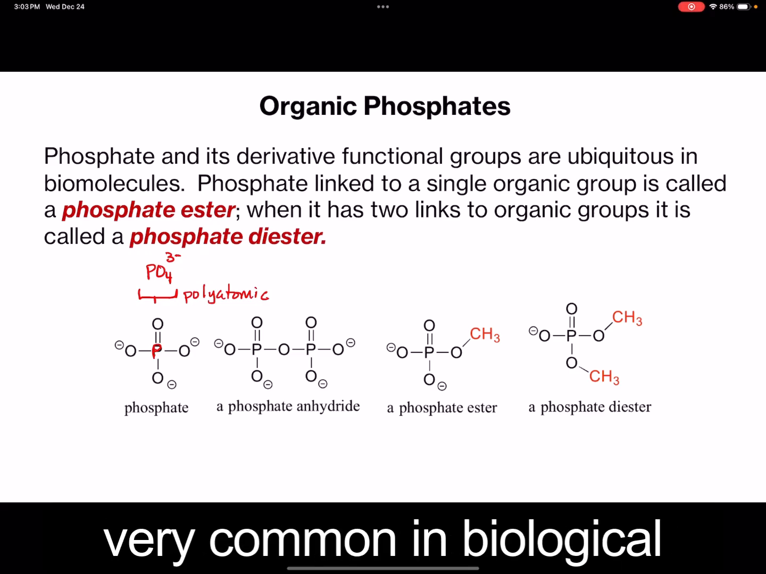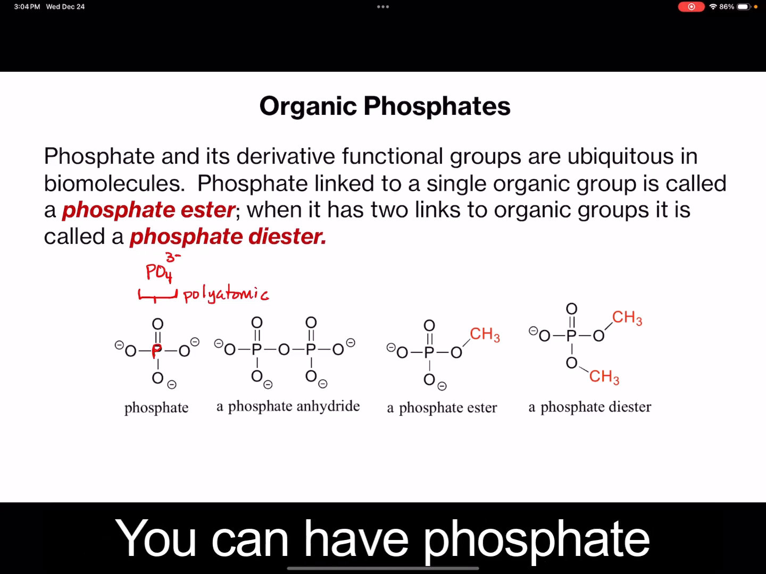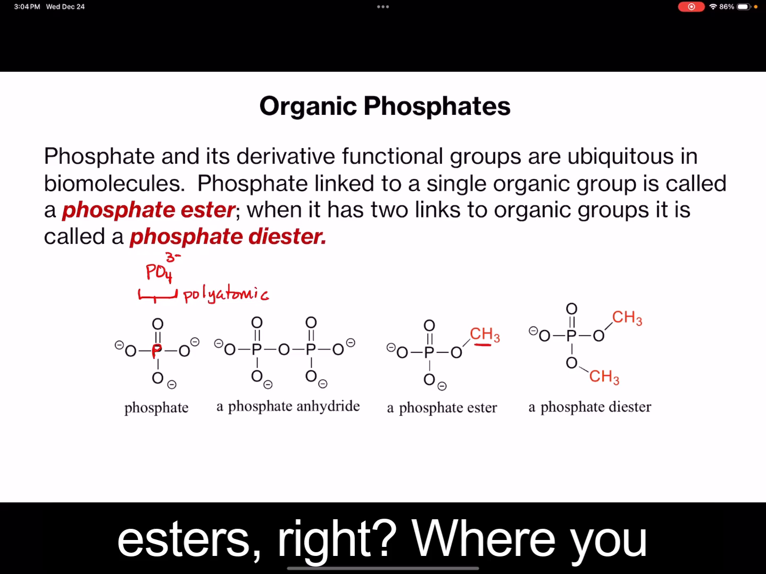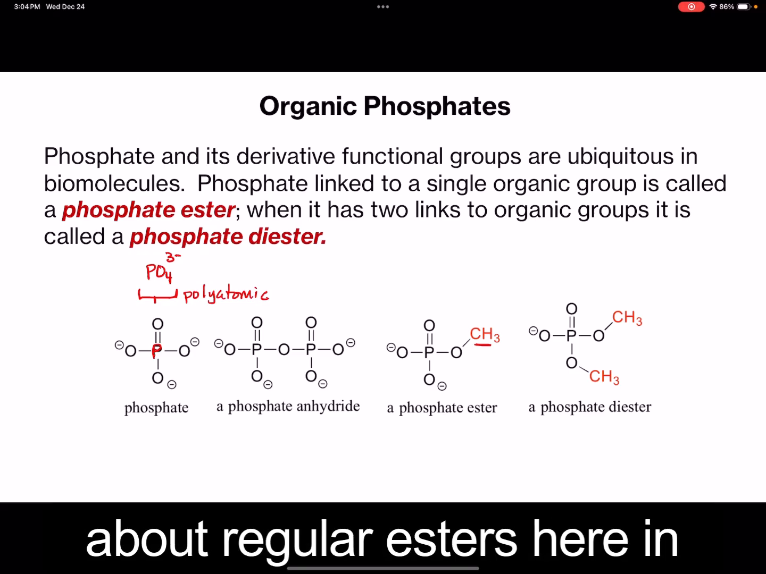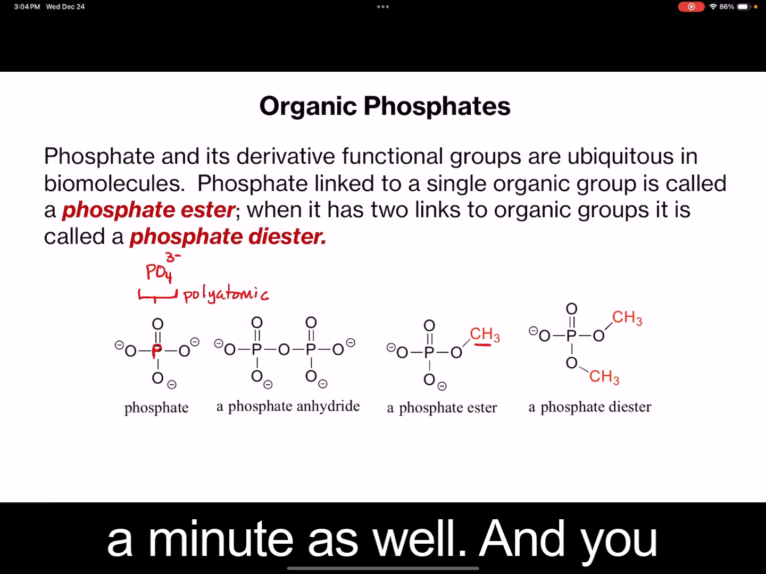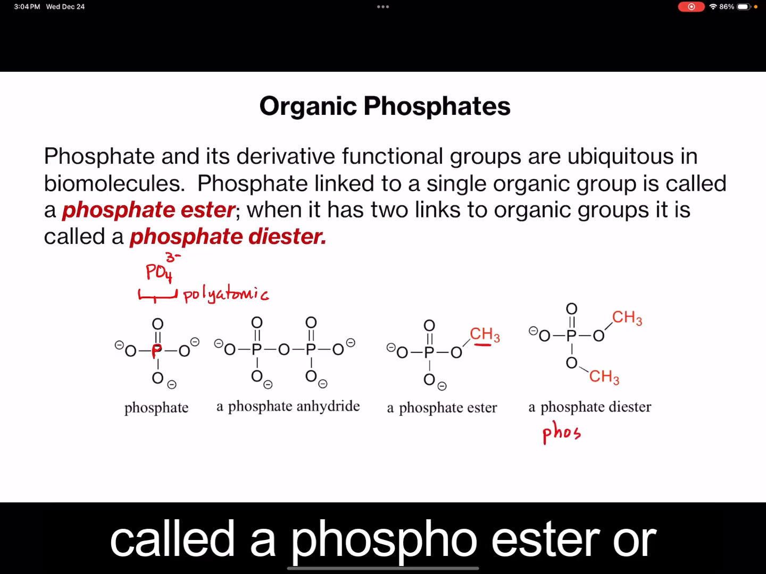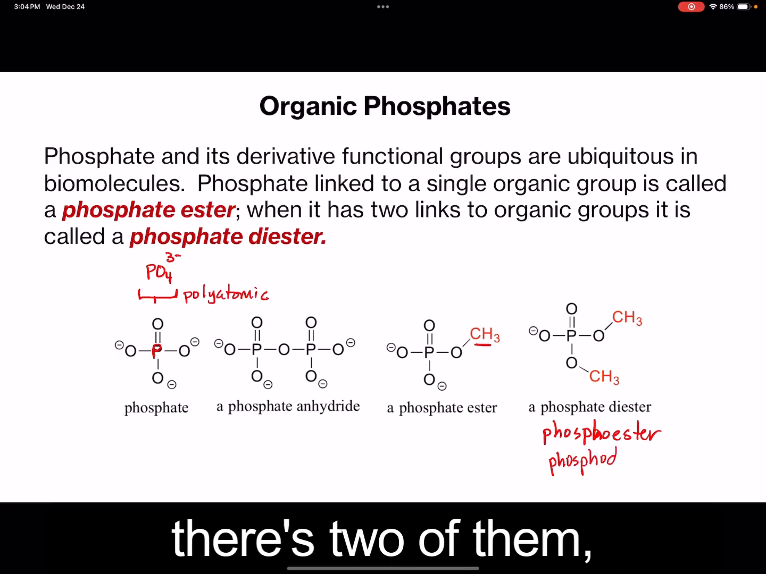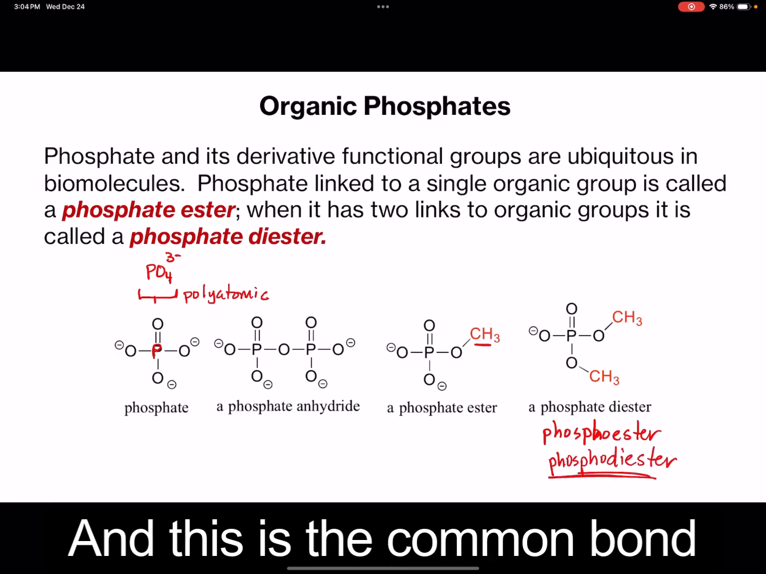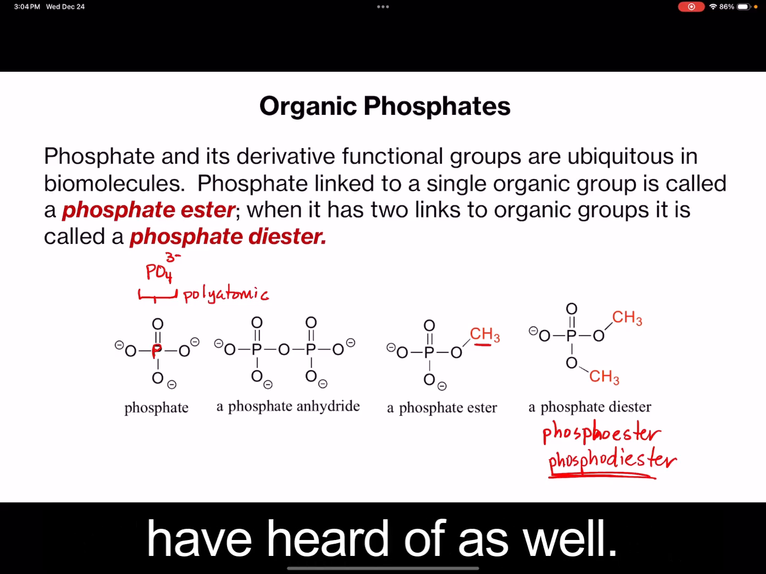Phosphates are very common in biological systems. You can form a phosphate anhydride where you hook 2 of them together. You can have phosphate esters, where you connect one of the oxygens to a carbon, and we'll talk about regular esters in a minute as well. And you can have a phosphate diester, often called a phosphoester, or in this case a phosphodiester, because there are 2 of them. This is the common bond that ends up forming in DNA. You've got phosphodiester bonds, which you may have heard of as well.